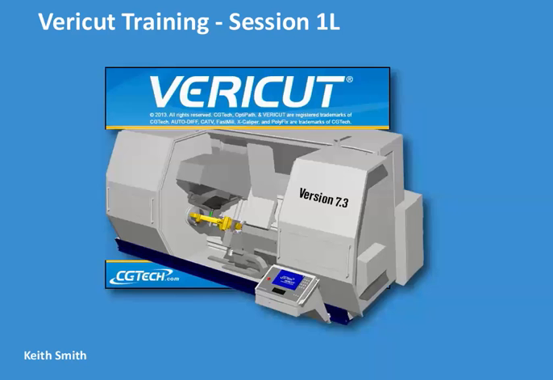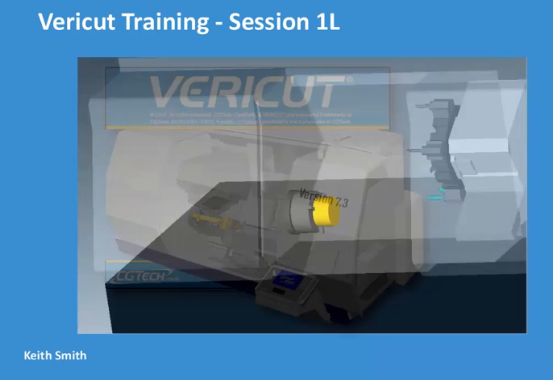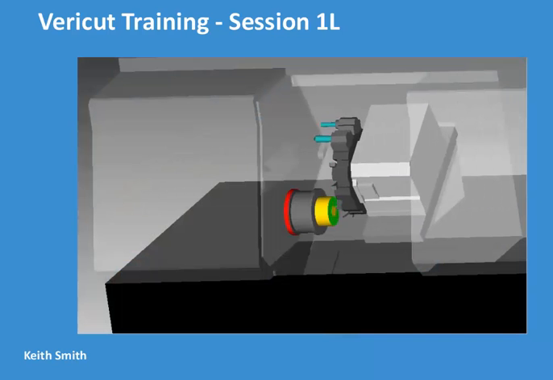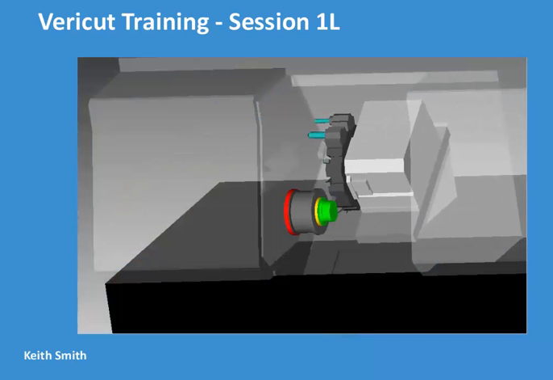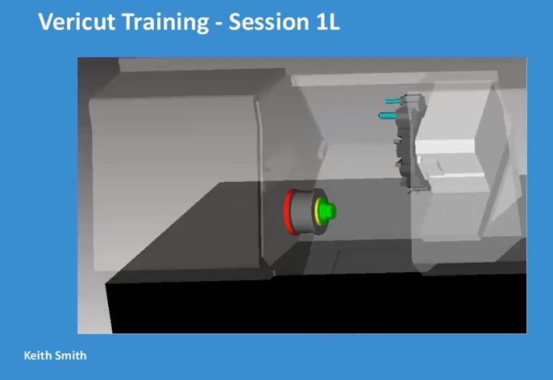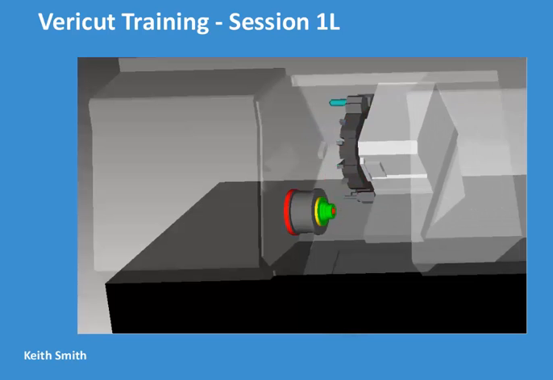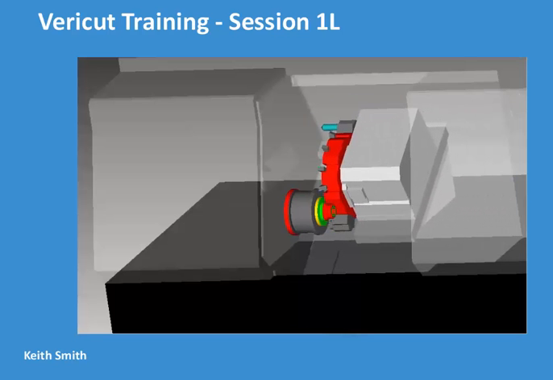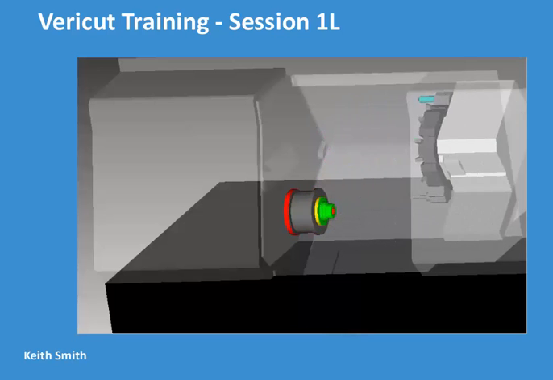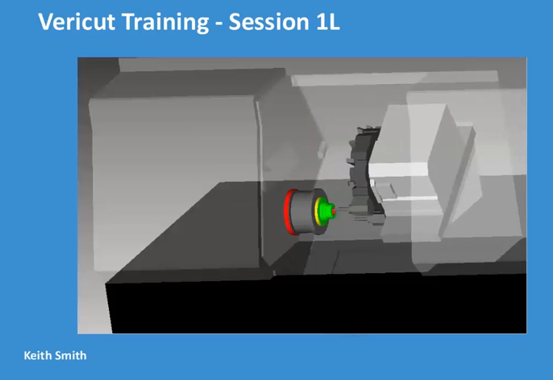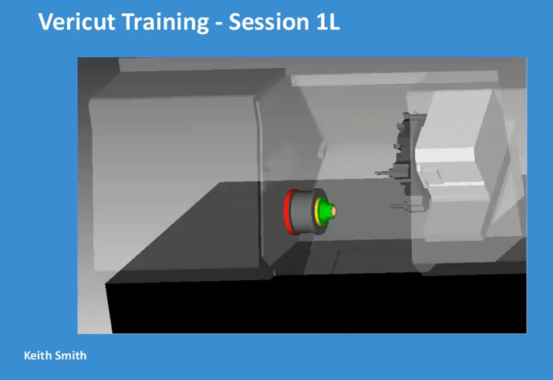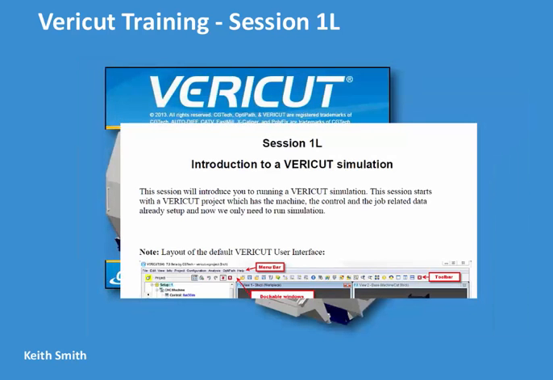The second important thing that verification software is used for is to make sure that the program will run on a given setup in a given machine without any interference between the cutter, tool holders, fixtures, and that kind of thing. Vericut has other capabilities such as program optimization and other functions, but for right now we'll focus on verification of program and setup. We'll start out with Session 1L found in the Vericut training manual.